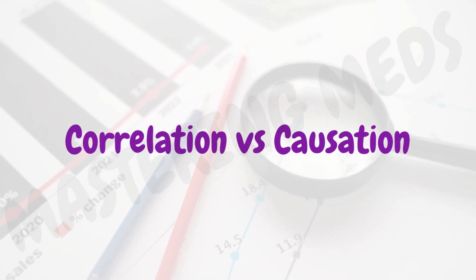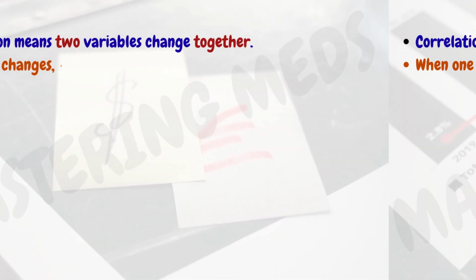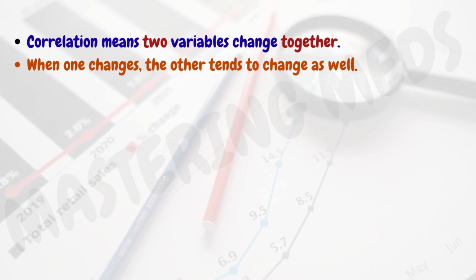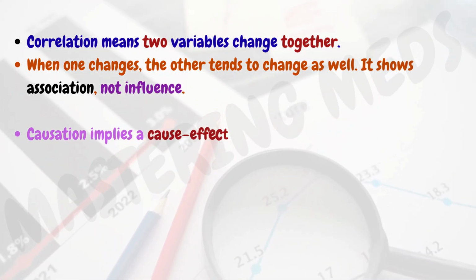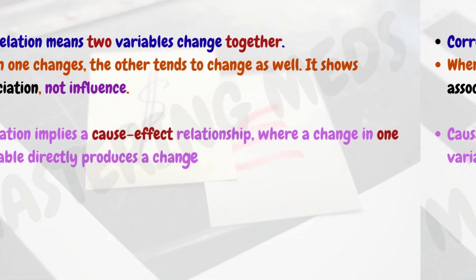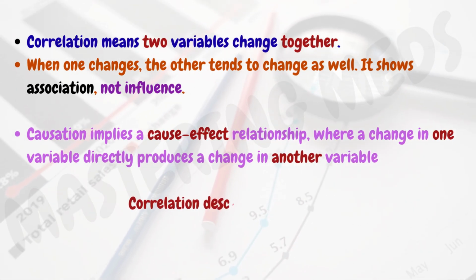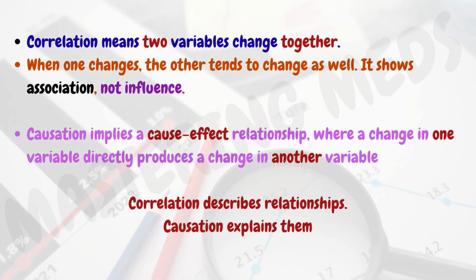Correlation versus causation. Correlation means two variables change together. When one changes, the other tends to change as well. It shows association, not influence. Causation implies a cause-effect relationship, where a change in one variable directly produces a change in another variable. Correlation describes relationships. Causation explains them.